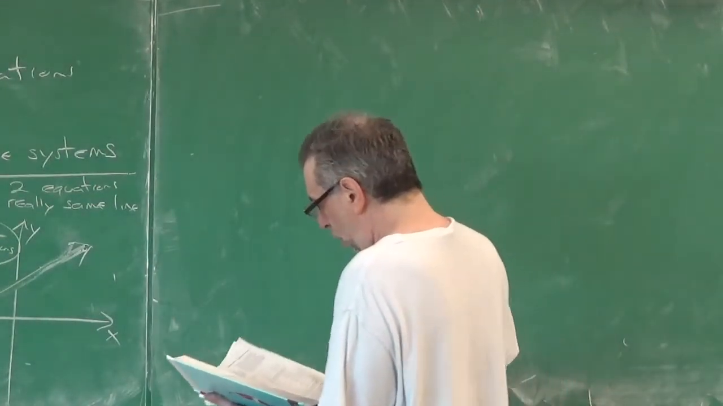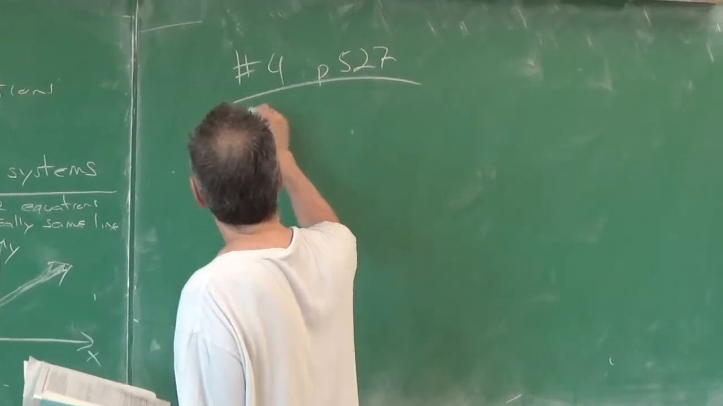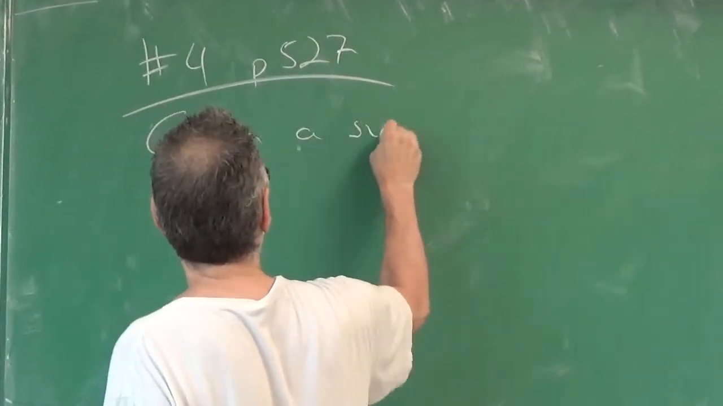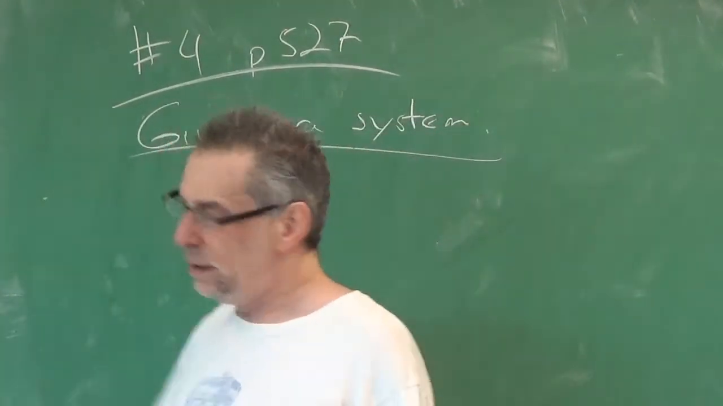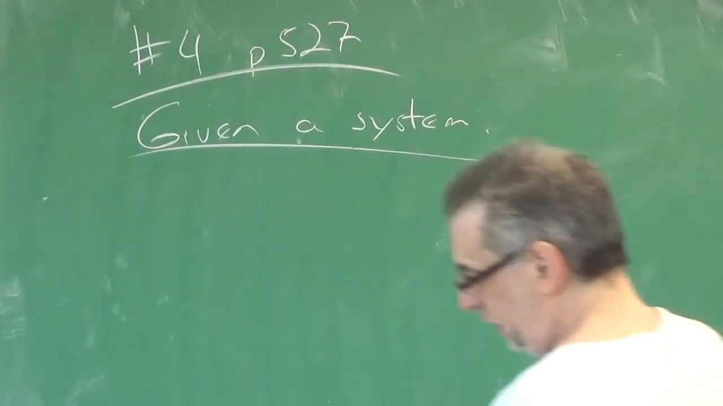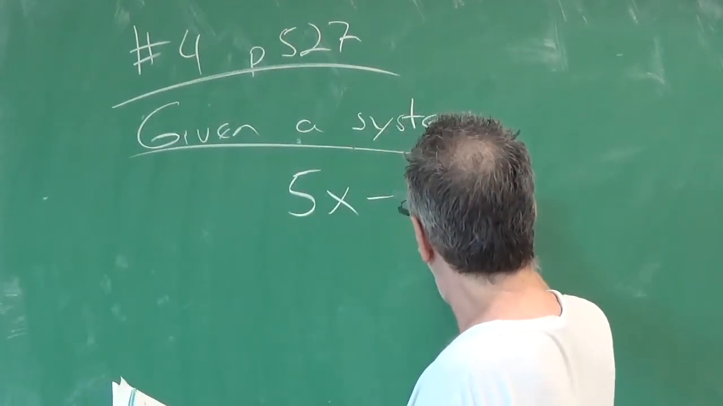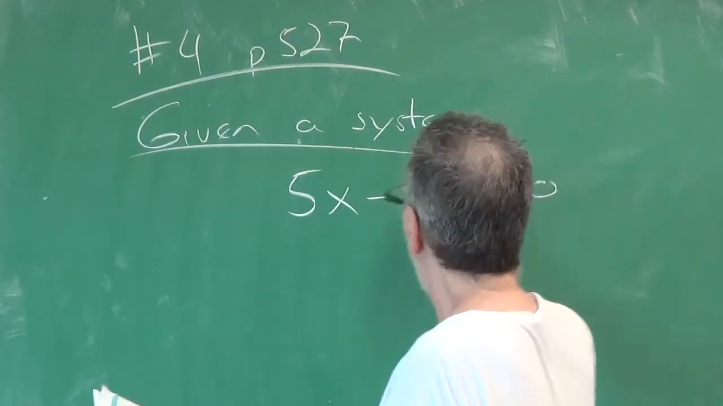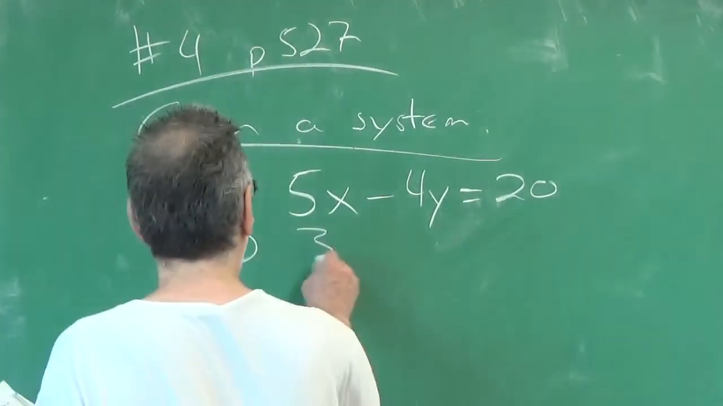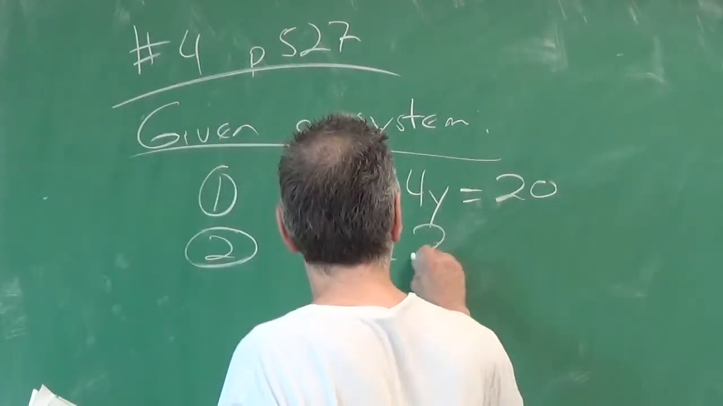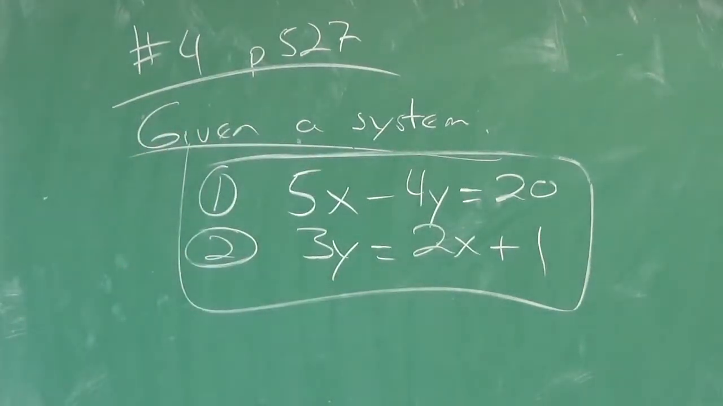We look at number 4 on page 527. You're given a system of two linear equations. We'll just call it a system of two linear equations with two unknowns, and that is these two equations. 5x minus 4y is 20. Call that equation 1. And equation 2, 3y equals 2x plus 1. So this is a system of two equations with two unknowns.